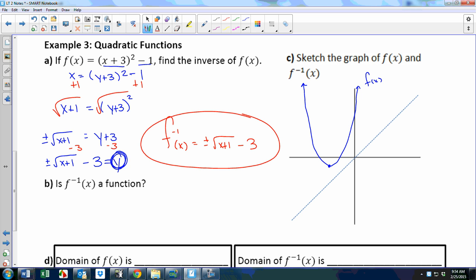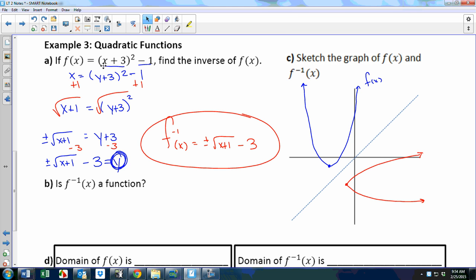Fold that paper on that dotted line, pretend it's wet paint and it's red paint. Where would it leave an impression? It would leave an impression down here. If you're conceptually understanding the process, you don't need the calculator at all.